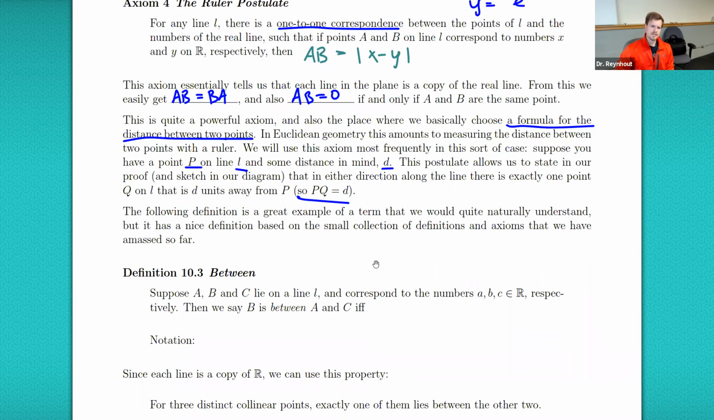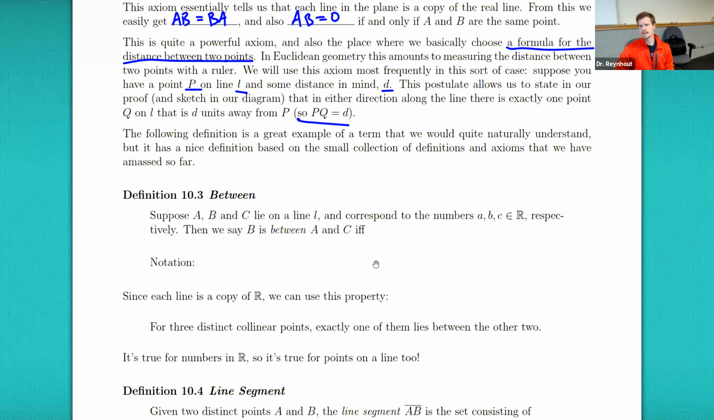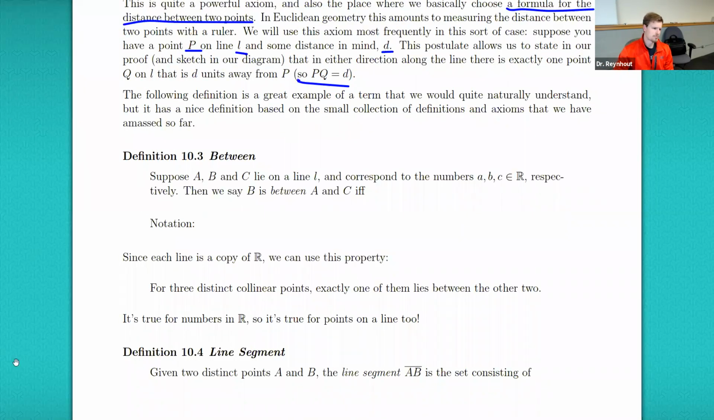All right, so our next definition is one that we would likely think we're quite familiar with, but trying to remember that we're forgetting everything that we know, we want to build up our definitions from the limited collection of axioms and definitions that we already have.